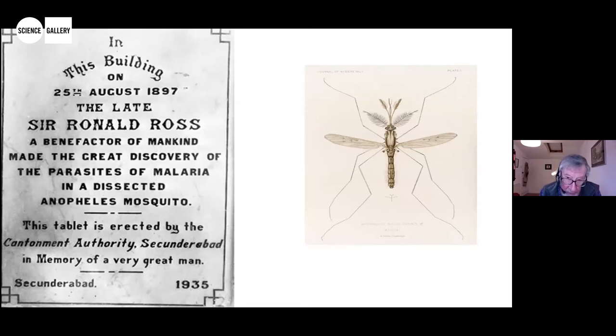But as his letters and his memoirs suggest, Ross struggled for a long time to find under the microscope the parasite, the plasmodium, that caused malaria, and at times he couldn't even see properly through the lenses that he had, and he needed advice from others, particularly from Patrick Manson in London, before he could identify the actual nature of the plasmodium. Next slide, please.